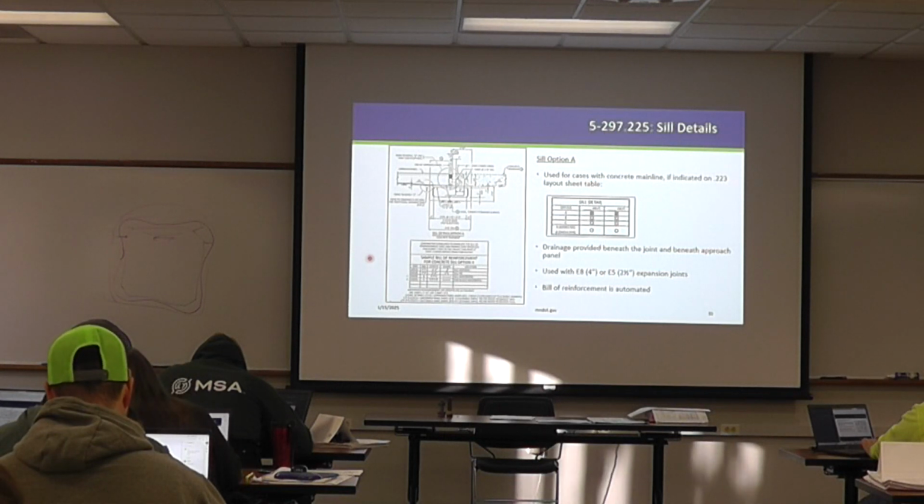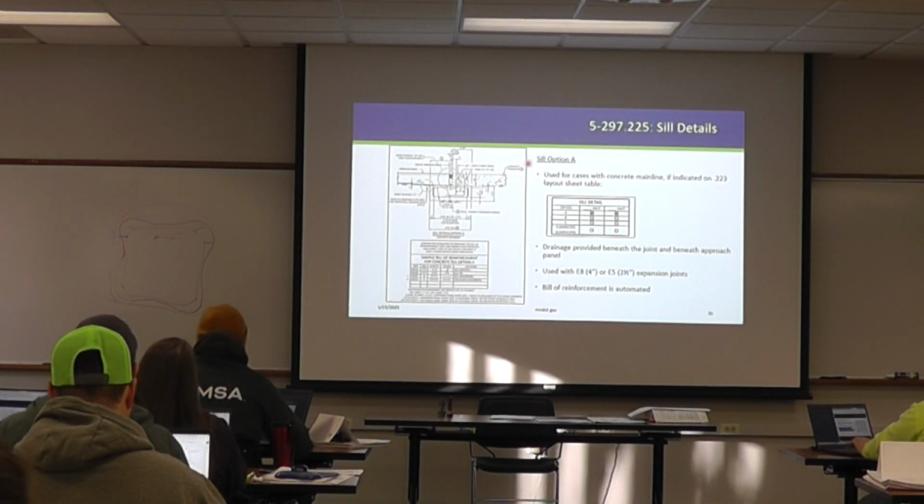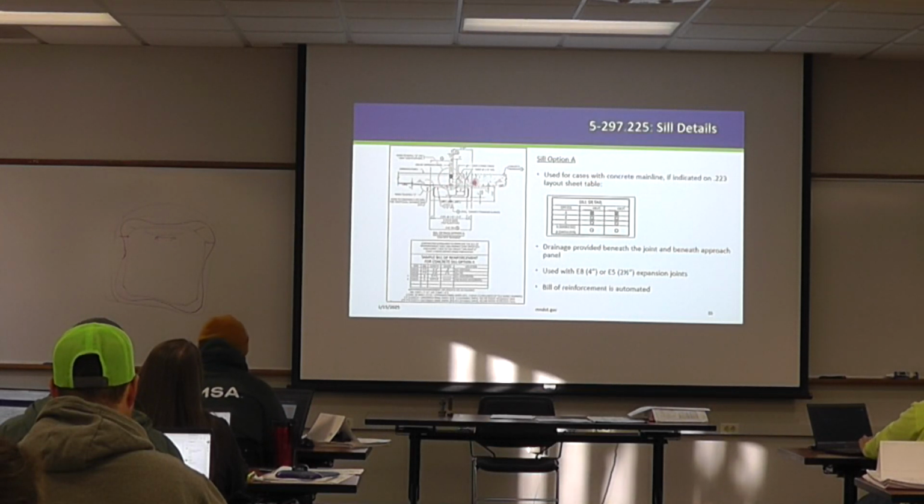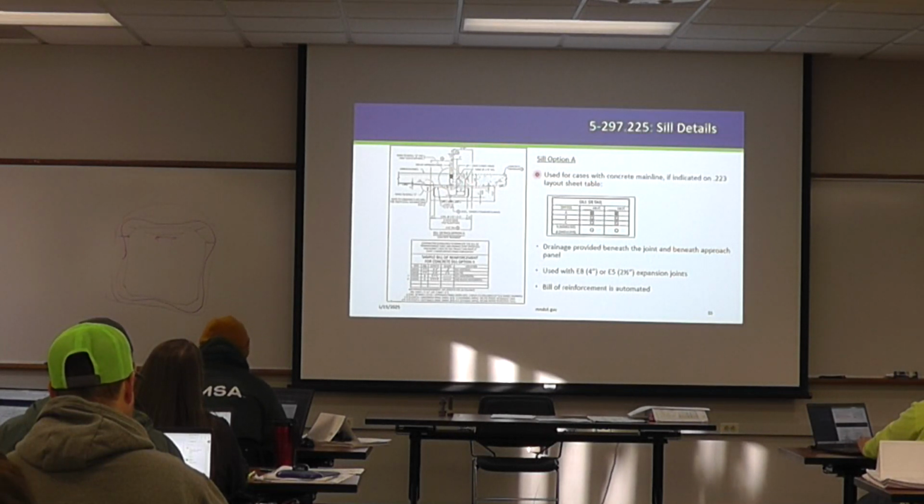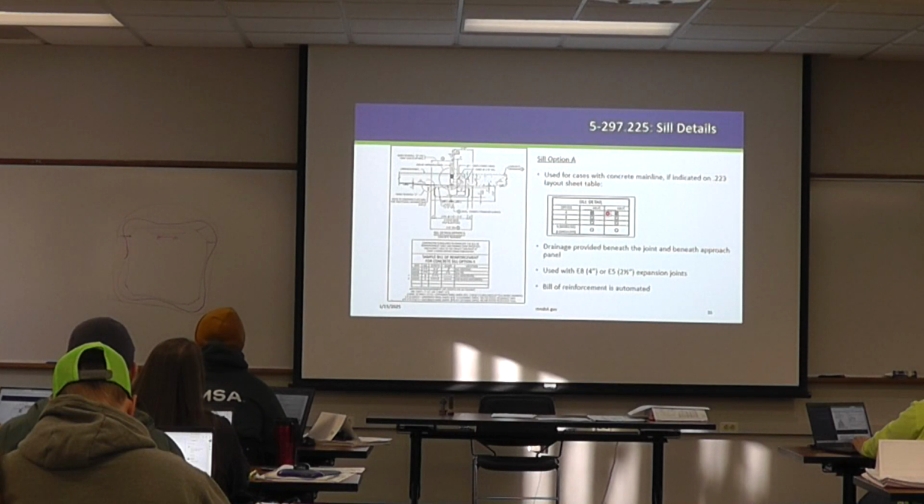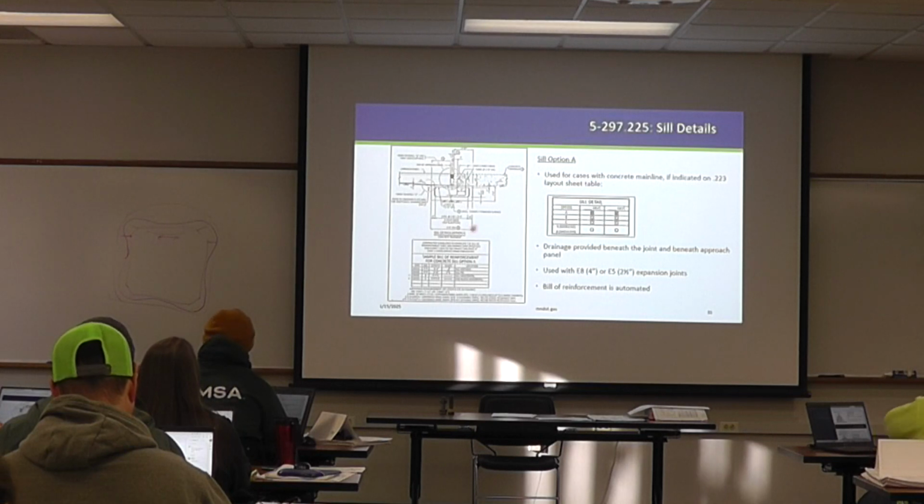Okay, so the different sill details, I was going to walk through what they look like and when they're used. So sill option A, that's what I'm showing here on the left. Basically, you've got your approach panel on the left, and then this would be a concrete roadway on the right. This is used for cases where you have a concrete main line for the roadway, if indicated on the 223 layout sheet table. If you have sill detail A at both abutments on your bridge, it might look something like this on that front sheet. They're just going to cross out or check off on the list which one applies to the project. So if you see this checked off, then you know sill option A works, and you would use this option as shown on the 225 sheet.